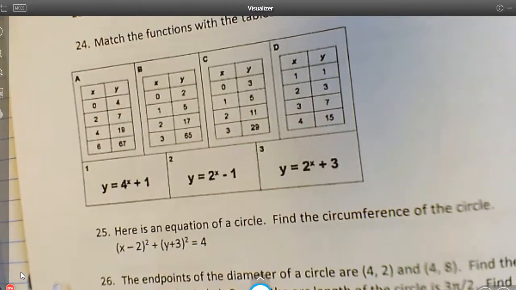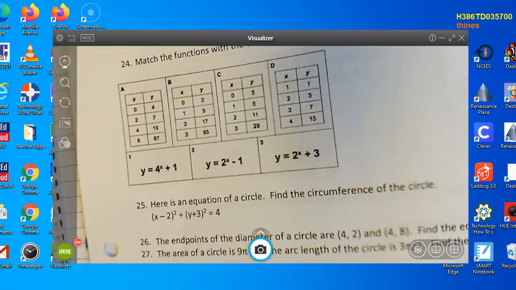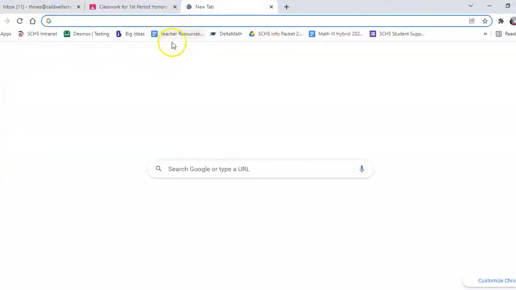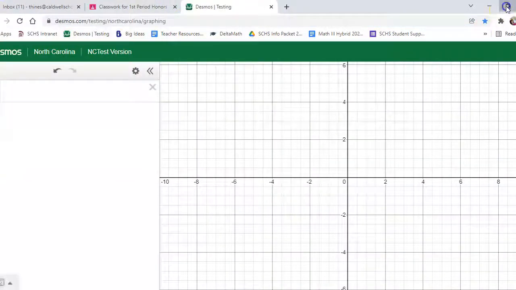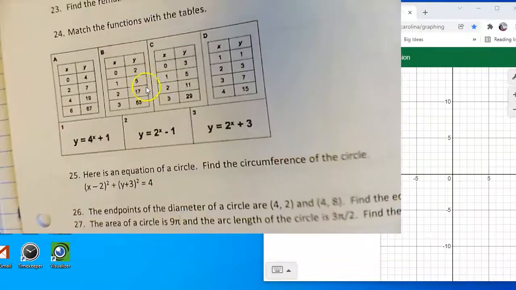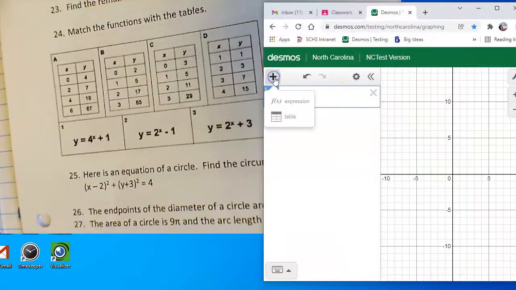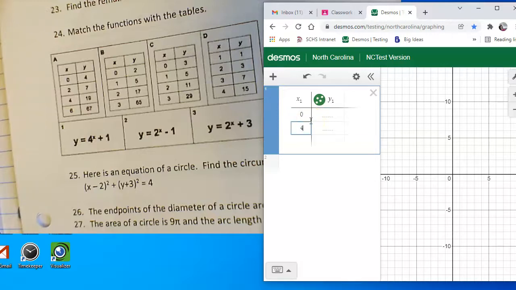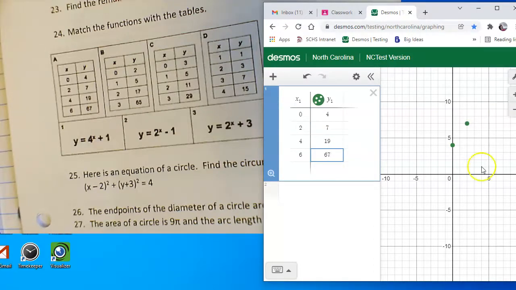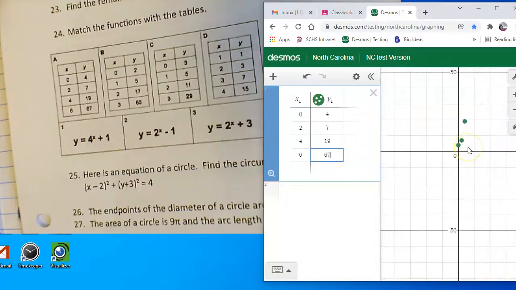Alrighty, next. This is totally a Desmos question. I would first graph it in Desmos. These are tables, and I want you to remember that you can put tables in Desmos. You go to the plus and you go to table. That's not 4. And so there's one of the tables.